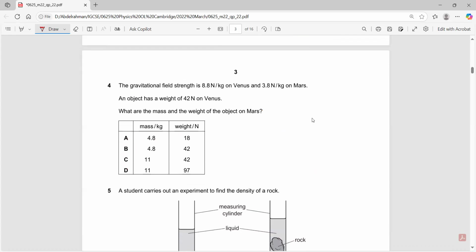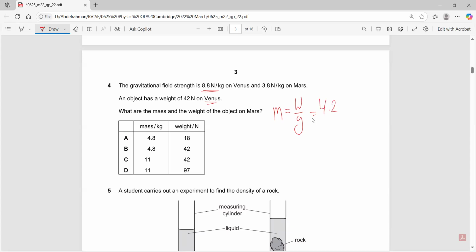The gravitational field strength is 8.8 on Venus and 3.8 on Mars. An object has a weight of 42 newtons on Venus. What is the mass and what is the weight on Mars? Can I find the mass? Mass equals weight over g. It's not 9.8, it's not 10, it should be 8.8 because we're talking about Venus.